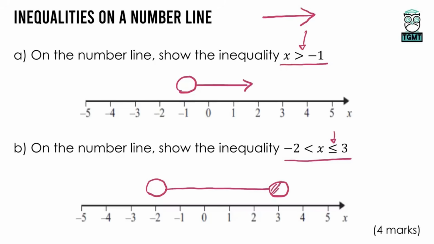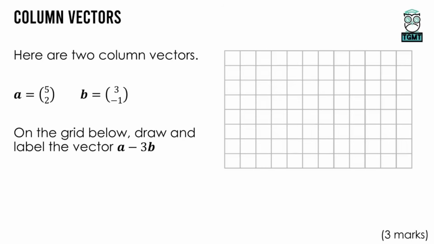So all we do is colour that circle in, and there we go, that is our inequality on a number line finished. Now with column vectors, usually the first part of these questions is really nice to get some marks on. You just need to know how to draw them if you're asked to label it on a grid.